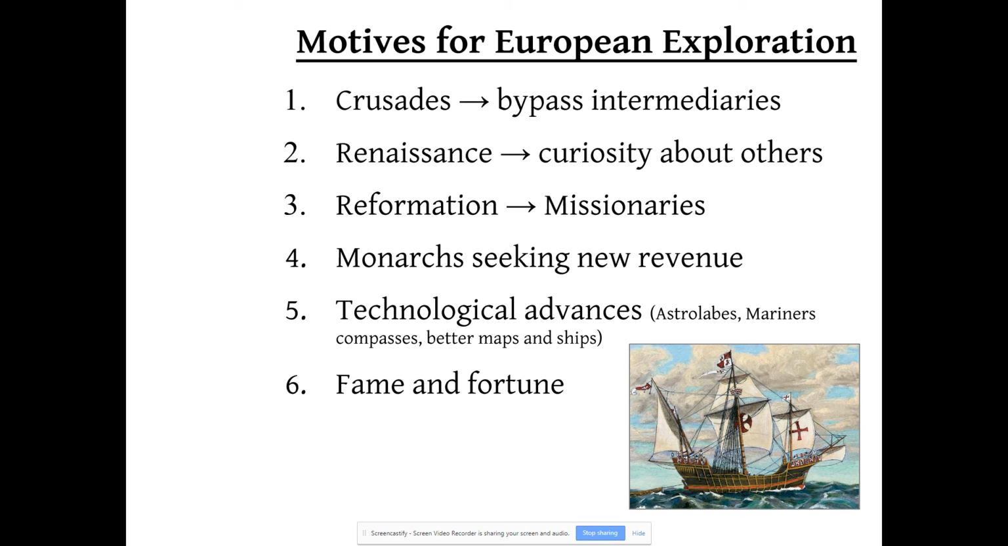Governments also wanted to get in on the action and to get money and resources from these places, which was all made possible because of technological advances. And the fame and fortune wouldn't hurt.